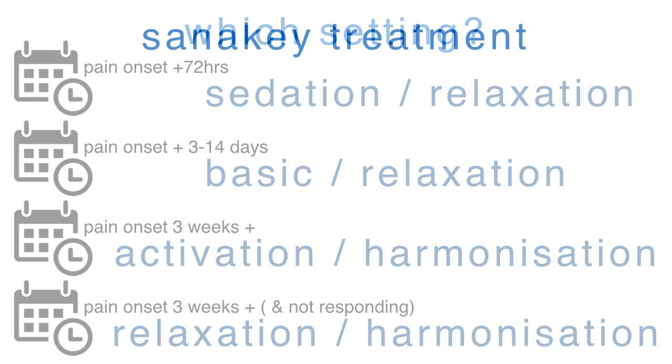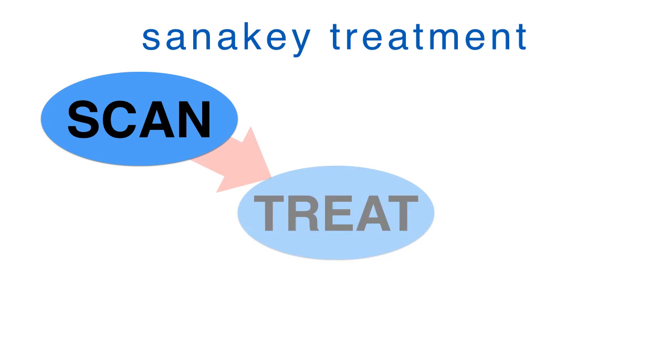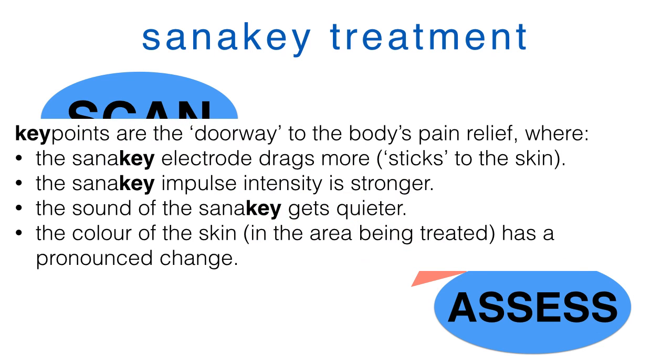All right, so sanakey treatment. The 3 main steps that we use: scan for key points, treat those key points, and assess the treatment. So now let's go back and have a look at scanning for key points, looking for key points. What are the key points? What are we looking for?